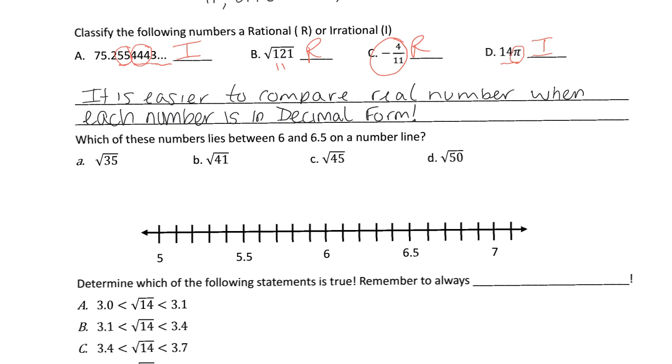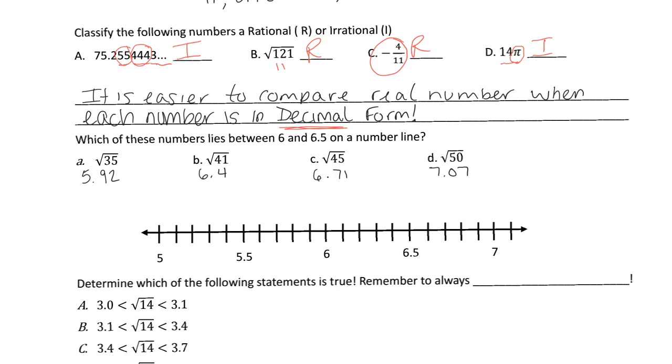Okay, so these next couple examples are really going to be you doing most of the work. Okay, so this first example, which of these numbers lies between 6 and 6.5 on a number line? Okay, so again, everything's better in decimal form. So we're going to make all of these decimals. So take a moment and plug those into your calculator and pause the video. Then I'm going to start.